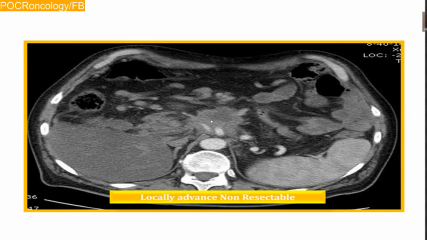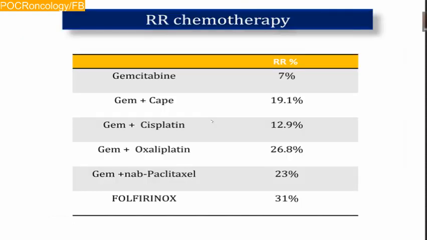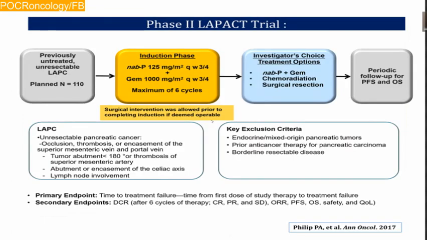Now, in the locally advanced non-resectable patient, the most important question to ask ourselves is what type of chemotherapy gives the most benefit in terms of response rate. Based on metastatic disease, we can see the best chemotherapy combination actually was FOLFIRINOX, which gives almost 31%. One third of the patients will have a response.